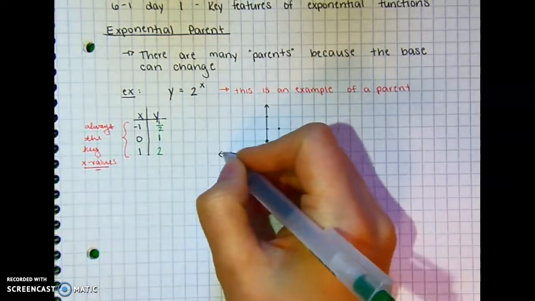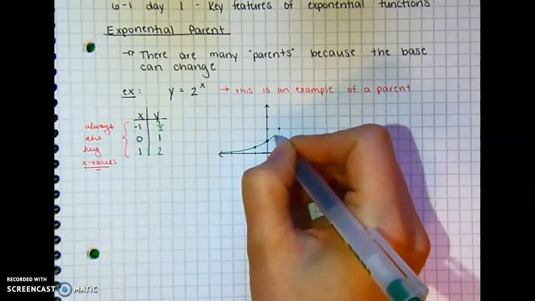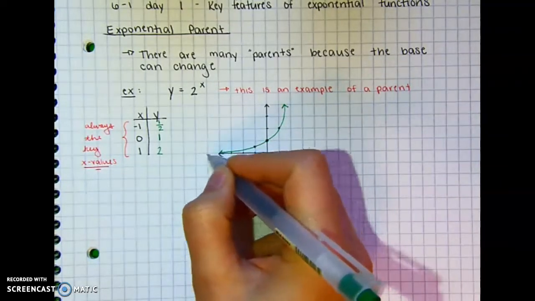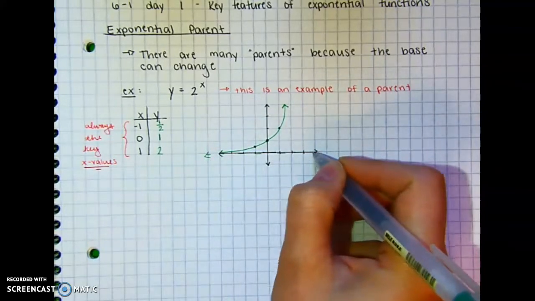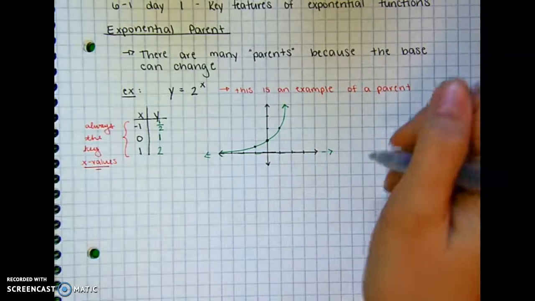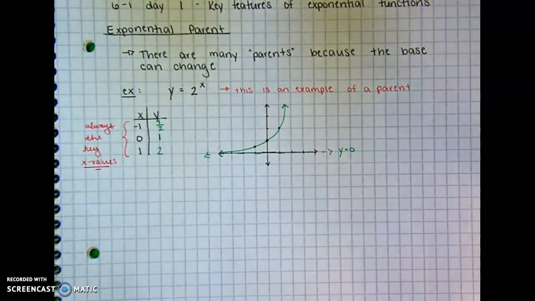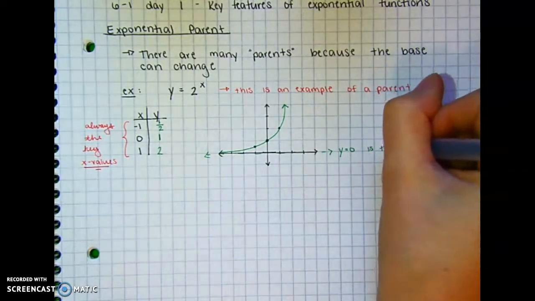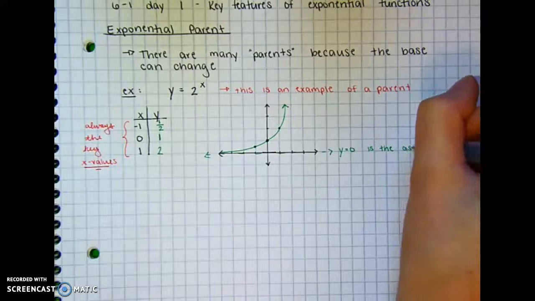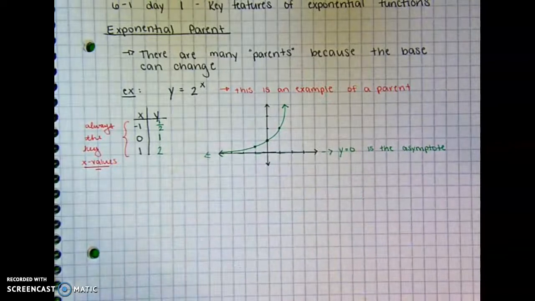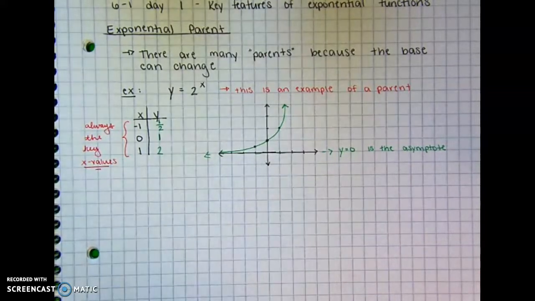So it curves up, and then just like what are the other functions we did? The rational function. We have an asymptote at y equals 0. So the exponential function has a horizontal asymptote. Yeah, so this is an example of a parent.